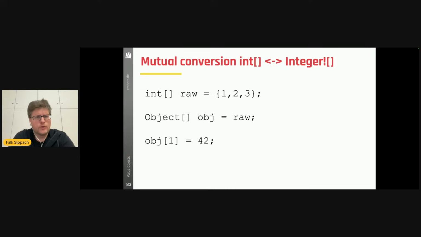And here we have an int array with 1, 2, 3, and we can just assign that to an object array. And there's also a box view from int array to Integer null restricted array in that case. And that's also behind the scenes, and we won't have to think about it.